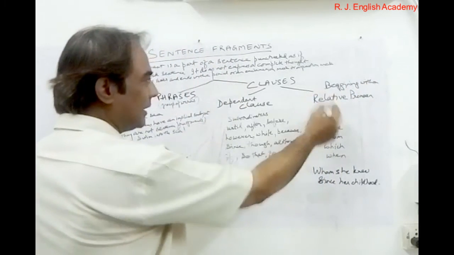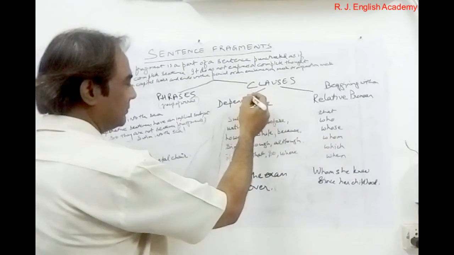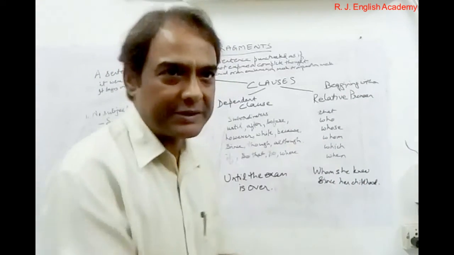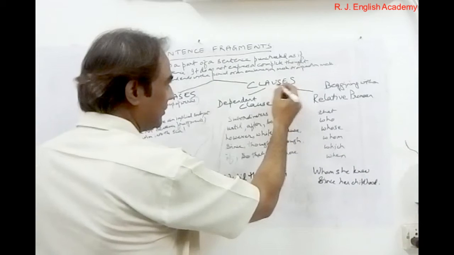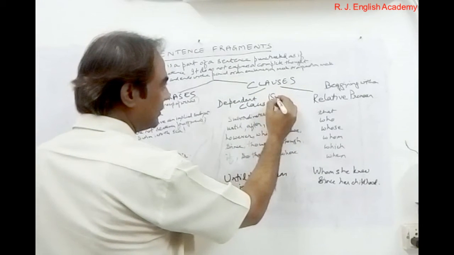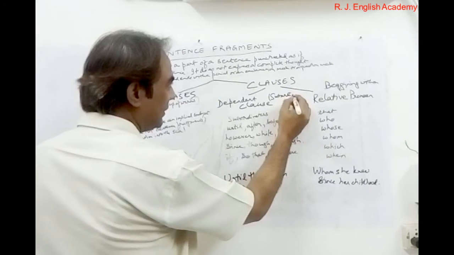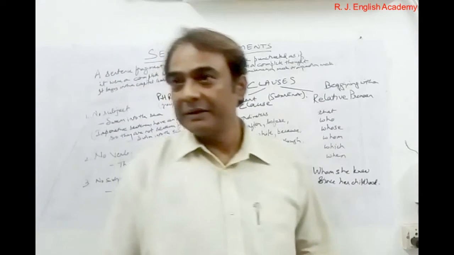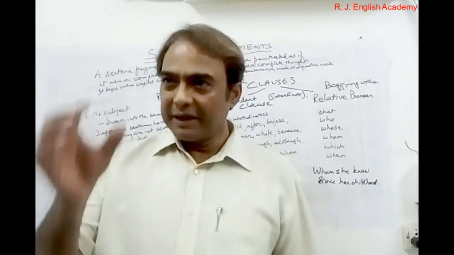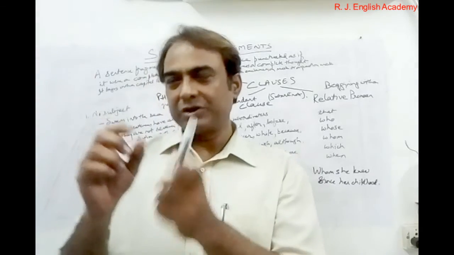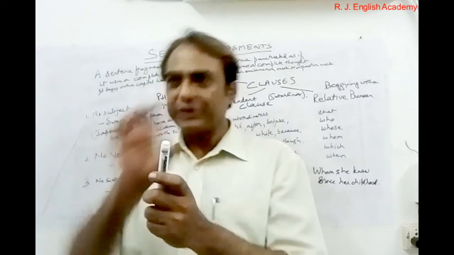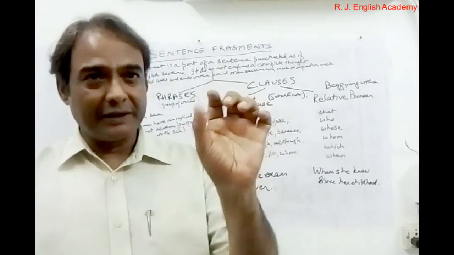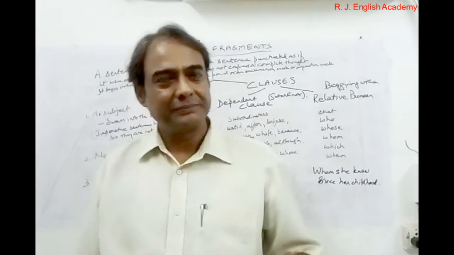Beginning with a relative pronoun or a dependent clause or a subordinator. So the sentence begins with a subordinator. Now, what is a dependent clause? It is an independent clause prior to which a subordinator is placed, which makes it a dependent clause. Any independent clause, if you put a subordinator prior to it, becomes a dependent clause.